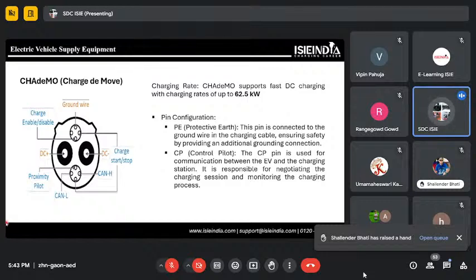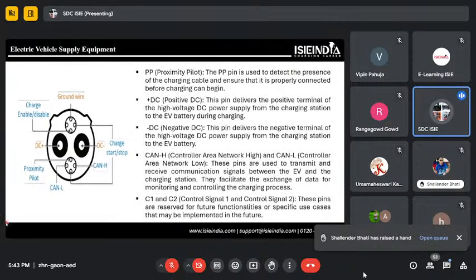These are the basic functions, like communication wires to detect the position of the wire. When we talk about CAN high and CAN low, they mean controller area network high and low wires. These pins transmit and receive the communication signals. So whatever the communication between the charging station and your vehicle, it is possible only through these points of the charger connector, right? And C1 and C2. These control signal 1 and control signal 2 wires are reserved for special functions, which may be implemented for a future extension or when there are subsidiary features. So they are capable of handling these types of things, right?